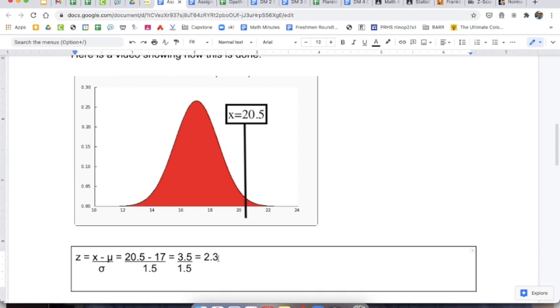Soon we will be using these z-scores to calculate some more information, but for right now we've got some more practice problems below using just the z-score formula and some normal distributions with a highlighted value.